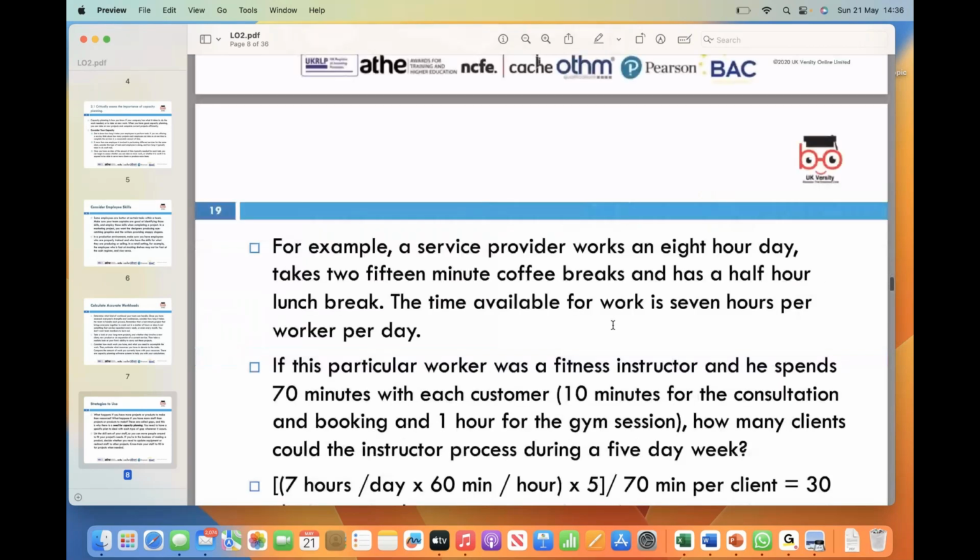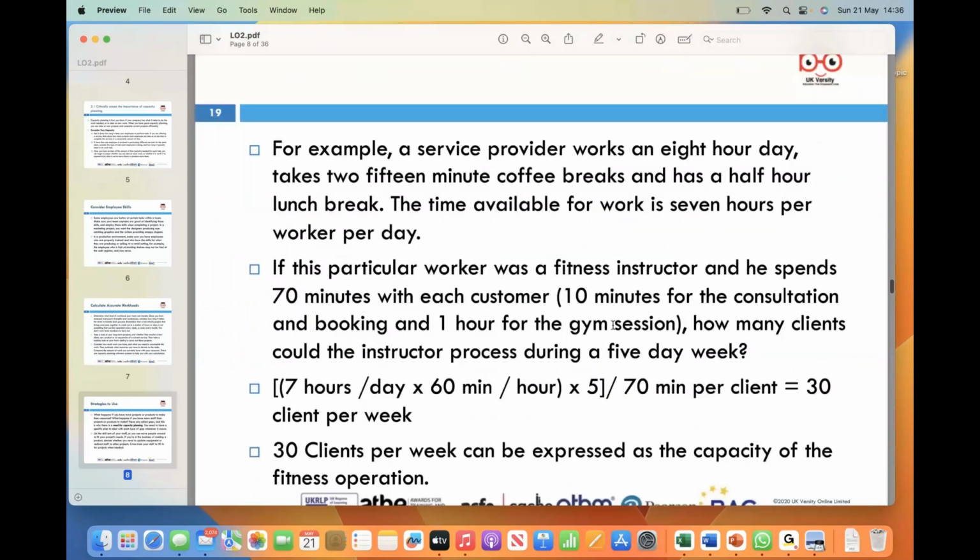For example, a service provider works an 8-hour day, takes two 15-minute coffee breaks, and has a half-hour lunch break. The time available for work is 7 hours per worker per day. Imagine we have a service provider who follows a regular 8-hour workday with two 15-minute breaks and a half-hour lunch break. This means the worker has 7 hours available for the actual workday.